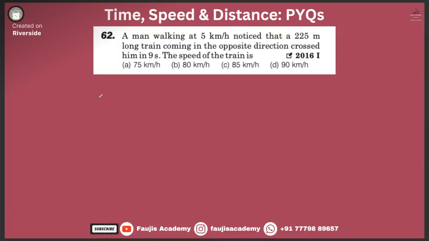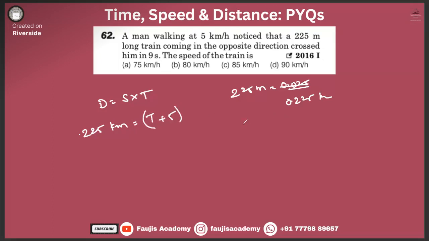What did I tell you? The only formula that we are going to use is distance is equal to speed into time. Distance is how much? Kilometers. 225 meters is equal to 0.225 kilometers. Speed is how much? We don't know. Speed of the train T plus the man's speed, because both of them are in opposite direction. Man is going this way, train is going this way, into 9 seconds. Let's turn it into hours. Now solve it for T.